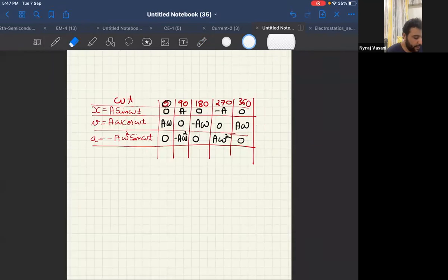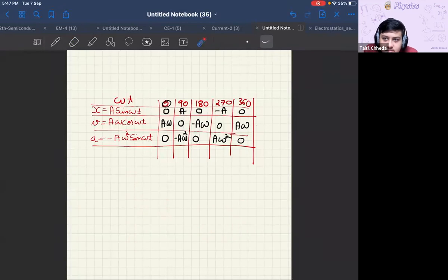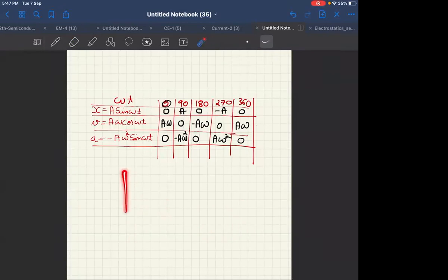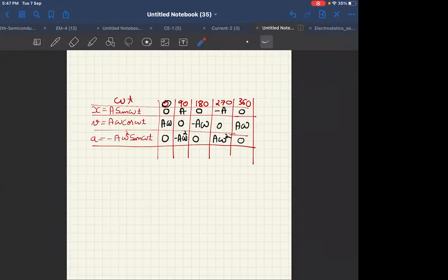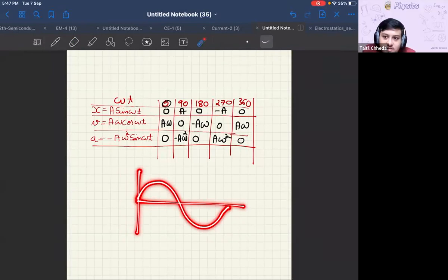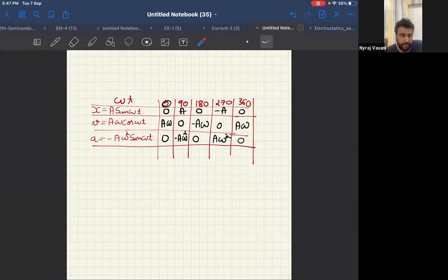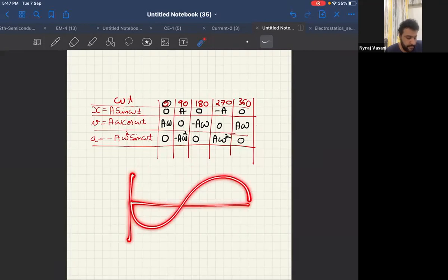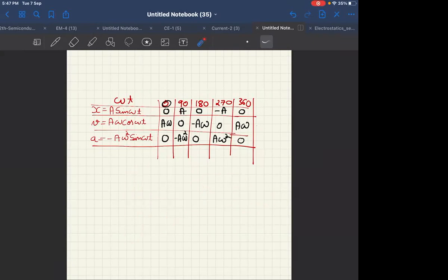Now, before I do the graph of this, do you know by looking at the graph, which graph did I draw? Tell me, which graph is this? Sine. How do you know? Why not cosine? Sir, because we can see it's alternate. Sir, because it is starting from 0. Now, what is this graph? Sine wave.